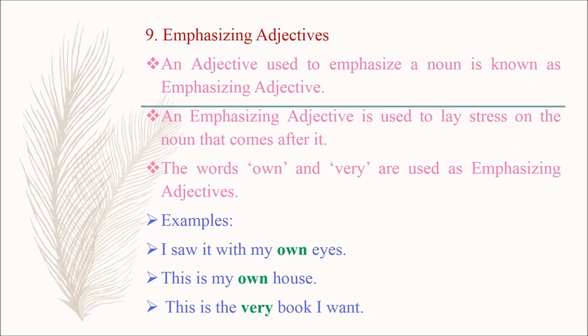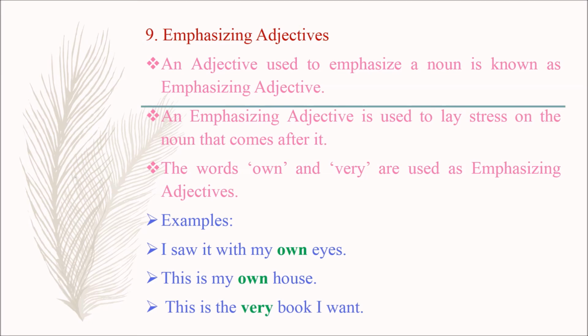Finally, we are going to see emphasizing adjectives. An adjective used to emphasize a noun is known as an emphasizing adjective. In other words, an emphasizing adjective is used to lay stress on the noun that comes after it. So what is an emphasizing adjective? An emphasizing adjective is used to lay stress on the noun that comes after it.